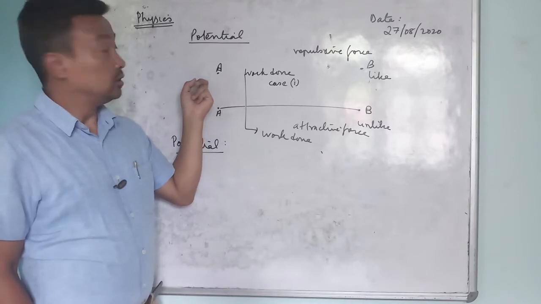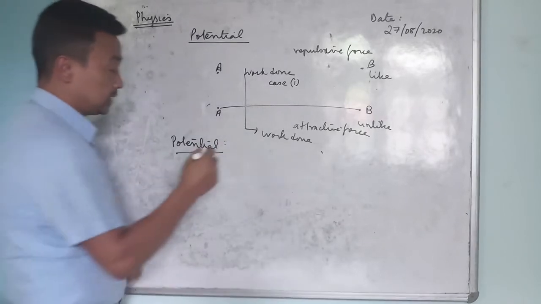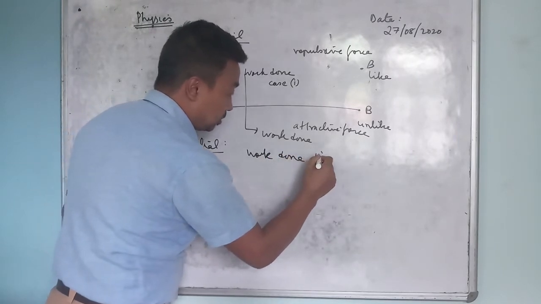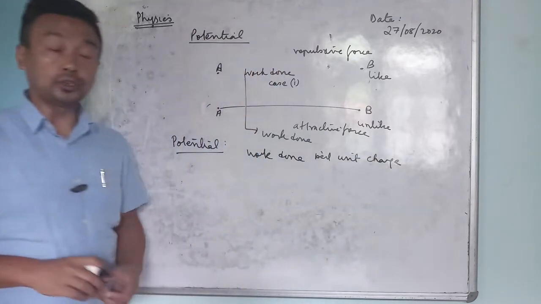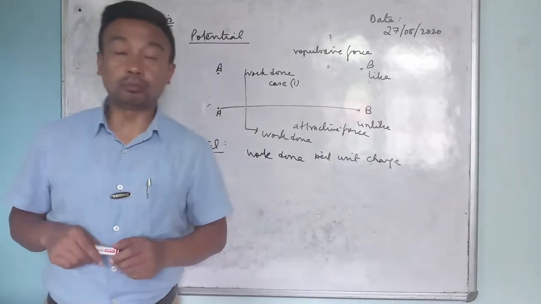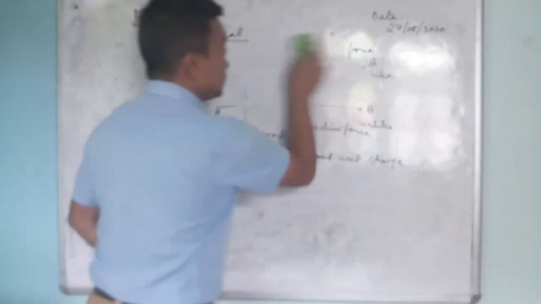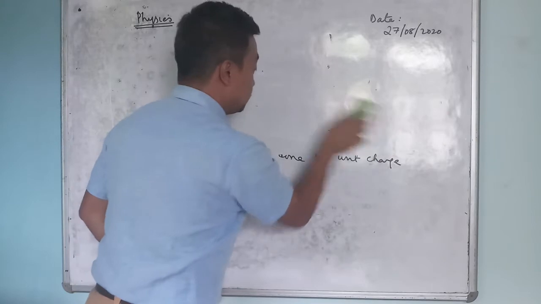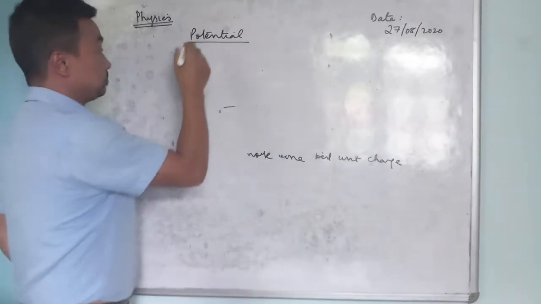So I'll repeat this again. Potential at a point is defined as work done per unit charge. Potential at a point is defined as the work done per unit charge in bringing a positive test charge from infinity to that point. Let me just explain this definition. You can refer to this definition in the textbook. It is already there on page number 177.